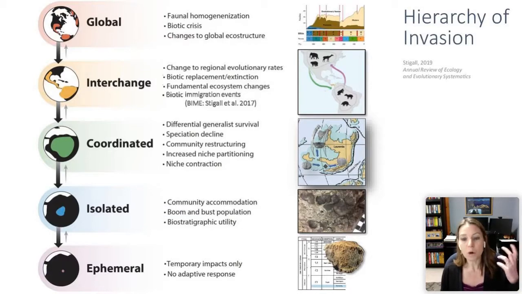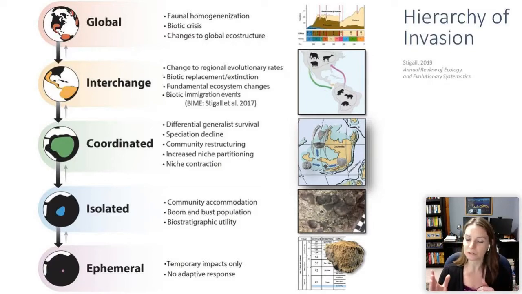Moving up the scale, we get to coordinated invasions. This is where you have multiple clades coming in, maybe unrelated organisms. The example I've got here is the Richmondian invasion from the Cincinnati region in the Ordovician. Here we've got over 80 genera that come into the basin from all sorts of different regions, multiple pathways. And when that happens, we see niche evolution, we see a decline in speciation, fundamental community restructuring. There's a lot going on.